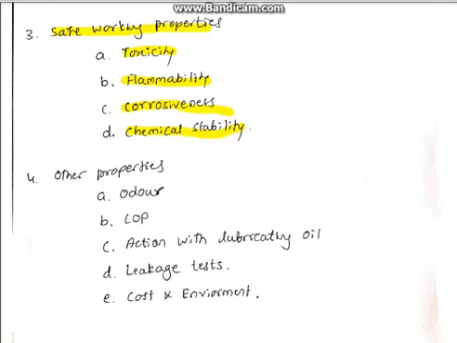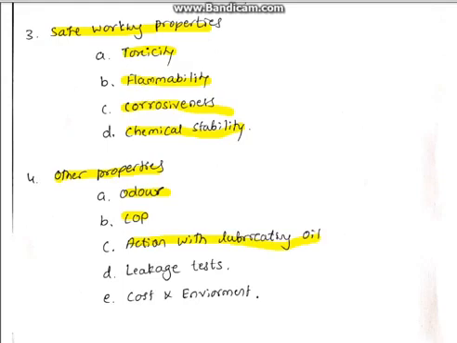Next we move to the other properties. First one, odor. Even though a distinct odor of the refrigerant helps in detecting leakages, an ideal refrigerant must be odorless as it spoils the refrigerated products. Second point, COP. The COP of a refrigerant must be high so that the energy spent on refrigeration will be less.